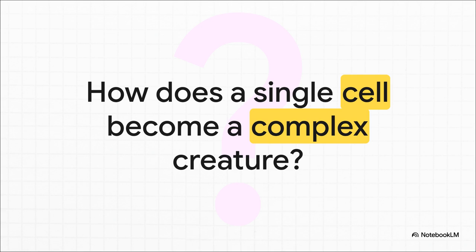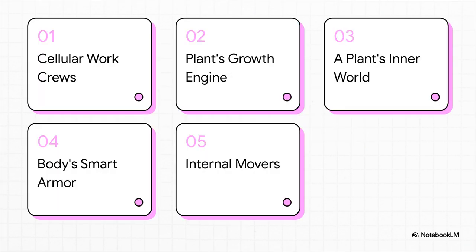How do you get from just one single cell to something as incredibly complex as a giant redwood tree or a person? The answer, it turns out, is all about teamwork and specialization. The answer is tissues. All right, so here's our game plan. We'll start with the basic idea of these cellular work crews. Then we'll check out how plants solve the problems of growth and transport.